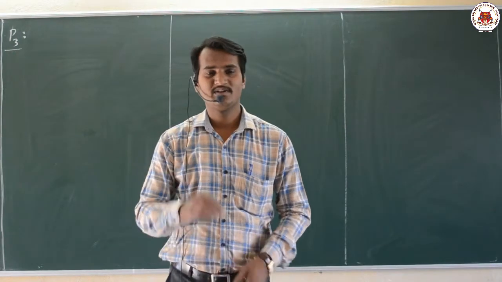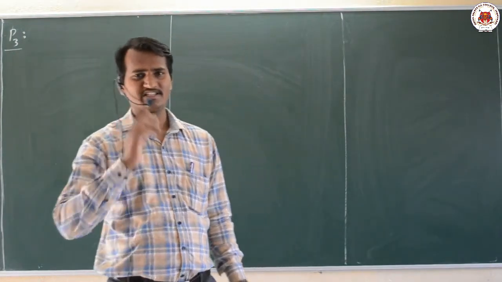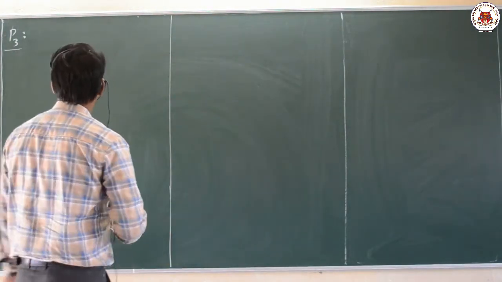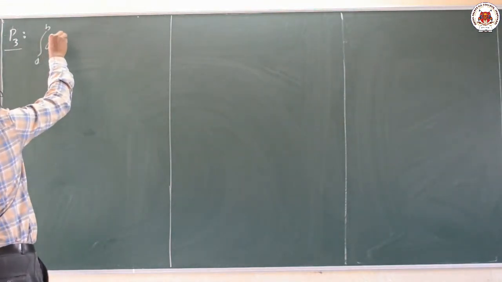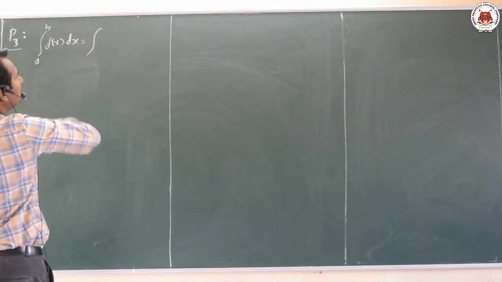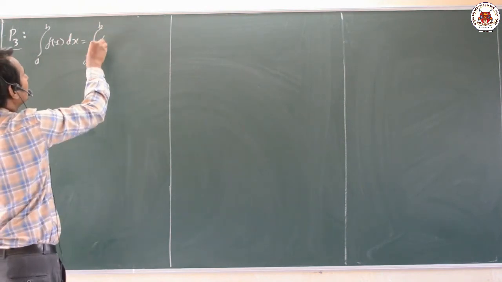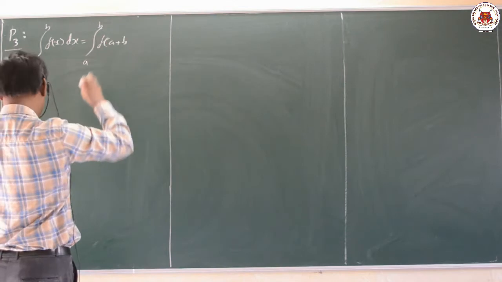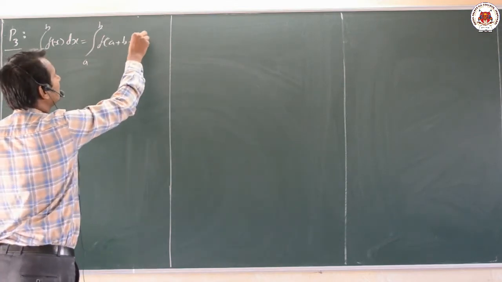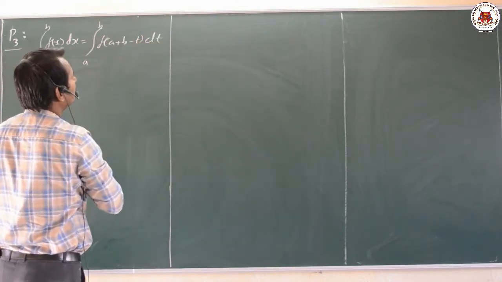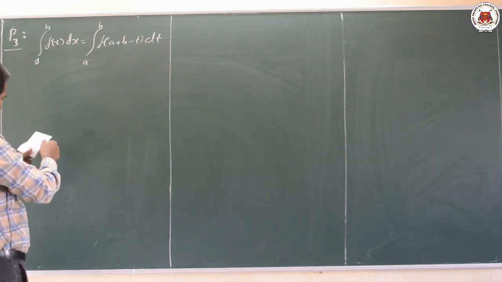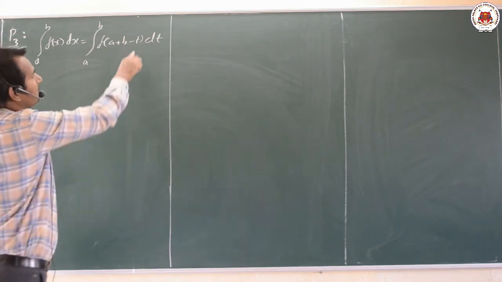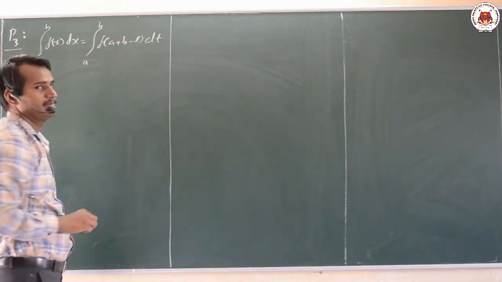Okay, dear students, now let us start with the next property. The next property is a very simple one. That is the integral from a to b of f(x) dx, which is equal to the integral from a to b of f(a plus b minus t) dt. This particular property we shall start. Okay, a plus b minus x it is.